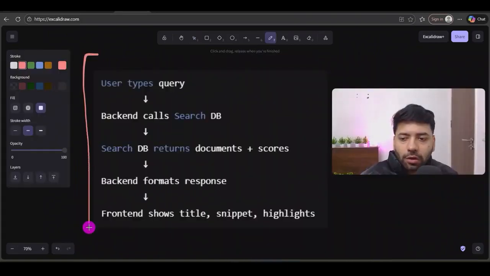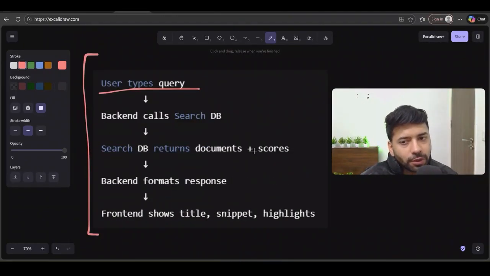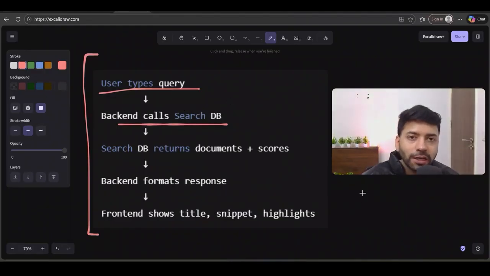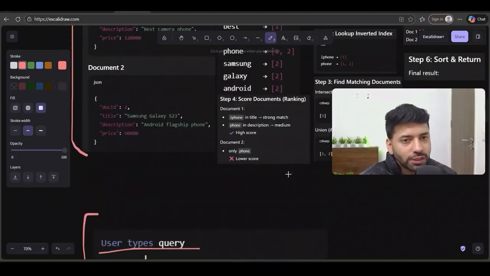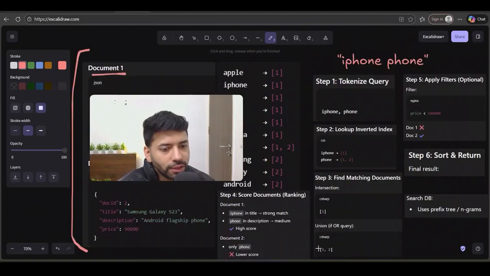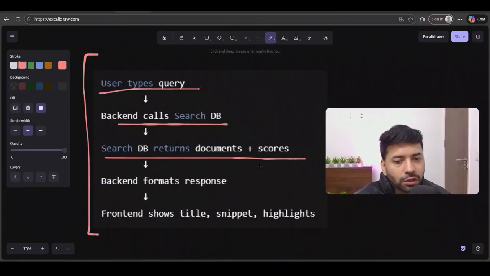All right, so this is how the complete flow would look. The user will type the query, like we said, this query iPhone phone, then the backend will call the search database. Because the microservice already knows that we have a specific database, the search database, for these kinds of operations, it will redirect to the search database, and the search database will return the documents and the scores. How? We just discussed all the steps here, right? From this, your search database will return the document IDs and the ranking or scores of those document IDs.